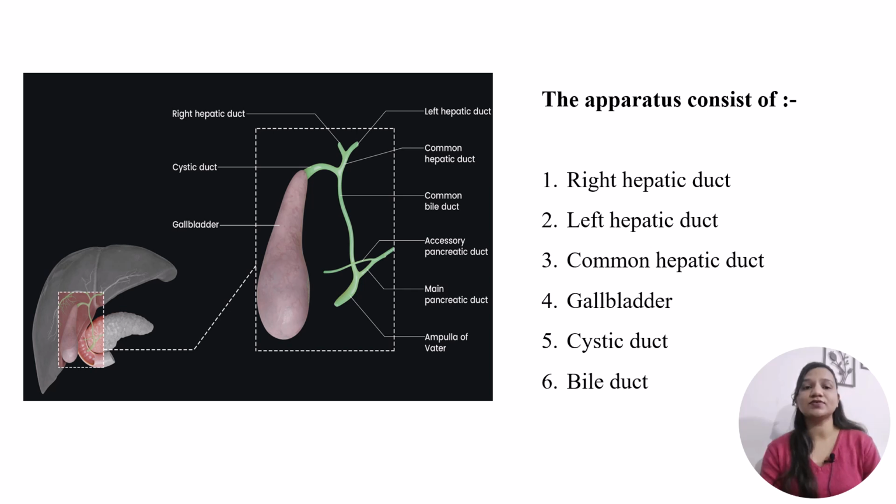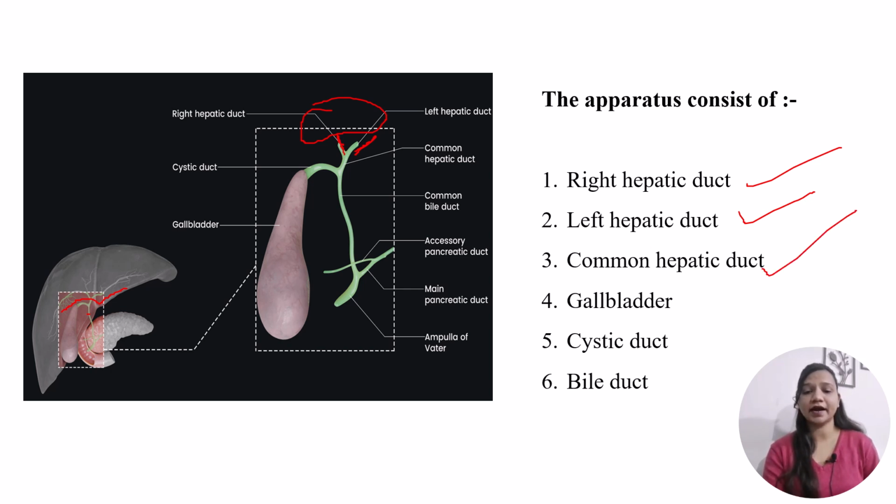So what are the 6 structures of the apparatus? The first one is the right hepatic duct. Next is the left hepatic duct. As you can see in this picture, this is the right hepatic duct, this is the left hepatic duct, and both these ducts are emerging from the liver, from the right and left lobe respectively.